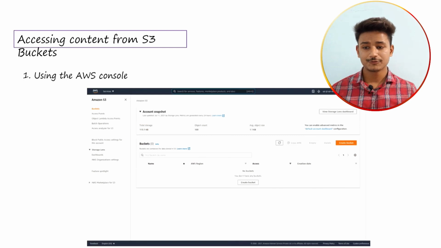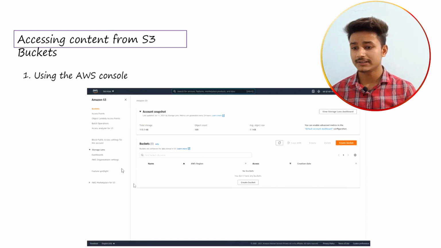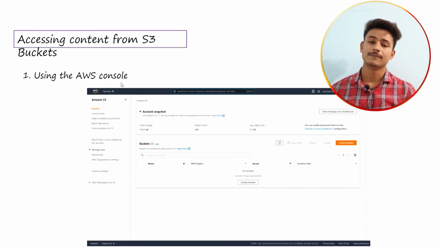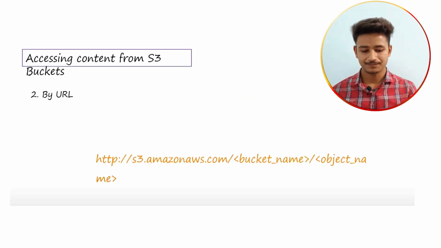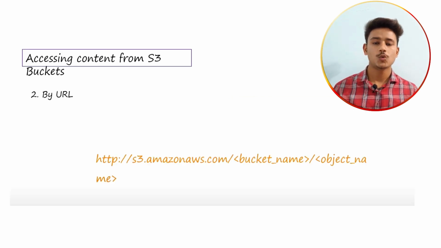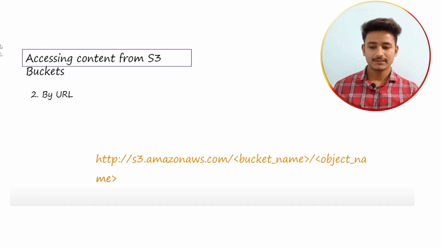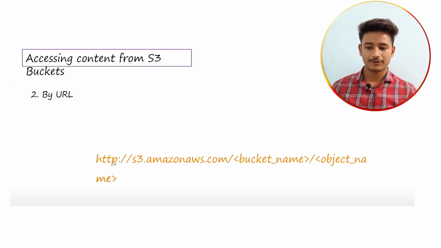Then there are various ways of accessing content from S3. The number one is using the AWS console. The AWS console is a kind of UI framework provided to you by the AWS system itself, where you can do things manually without writing any code. Then comes by URL. By URL means the URL is in the form of HTTP.